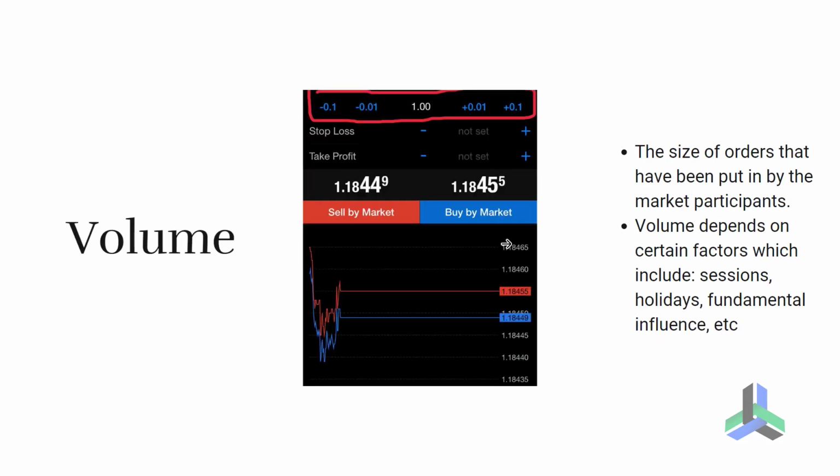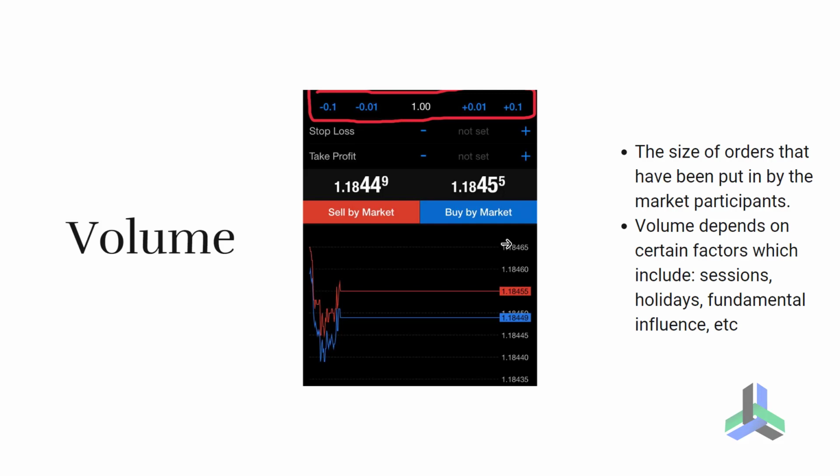Volume is the size of orders that have been put in by the market participants. The volume in the market tells us how much money is in the market, or how many positions are opened in the market per time, okay? And this could be influenced by the session. There are sessions that have low volumes, okay? There are sessions that have higher volumes.